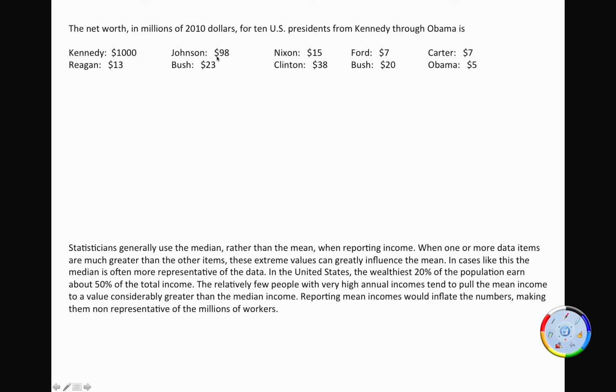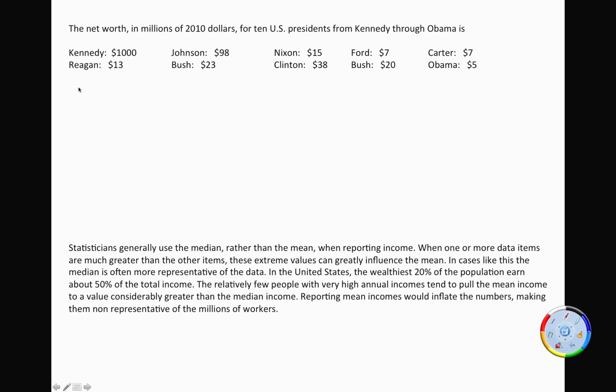Johnson, 98 million. Nixon, 15 million. Ford, 7 million. Carter, 7 million. Reagan, 13 million. Bush, 23 million. Clinton, 38 million. The second Bush, 20 million. Obama, 5 million. Okay, so let's find the mean and the median for this set of data.